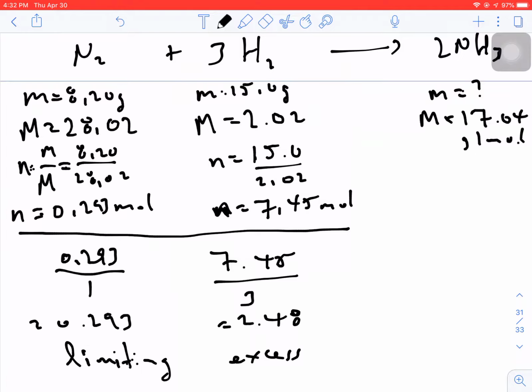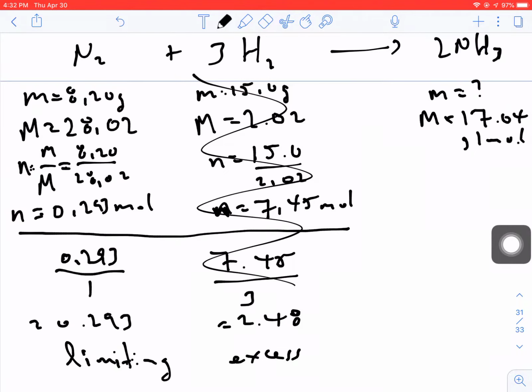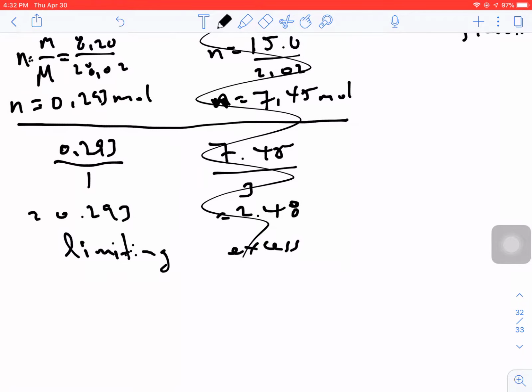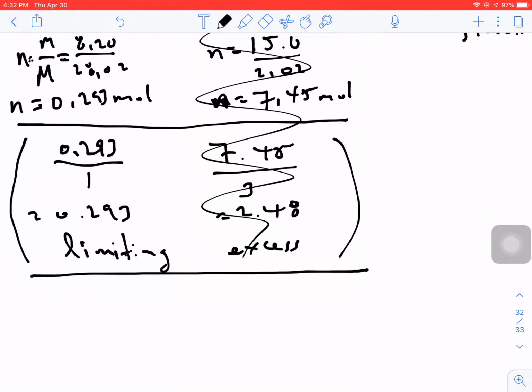So which one decides how much product I'm going to get is the one that's lower here. So this is the number of moles here that decides how many moles of ammonia I'm going to get. Everything that's on this side has nothing more to do with the question, because even though it's there, it's not really helping me to decide how much product I'm going to get. Okay, so everything that's in my side here was used only to determine what my limiting and excess reagents are.